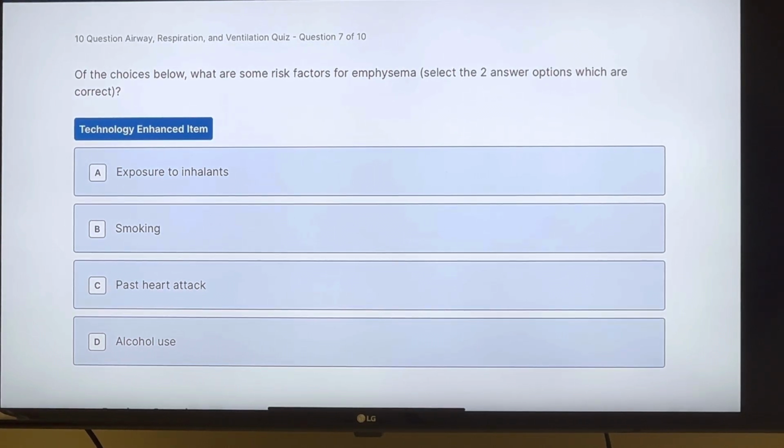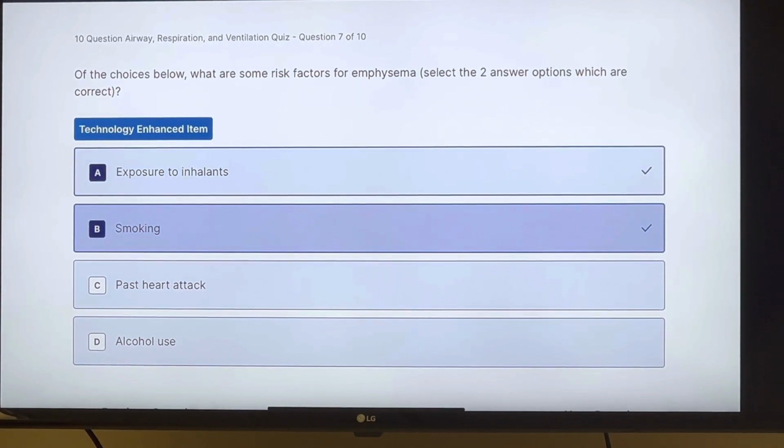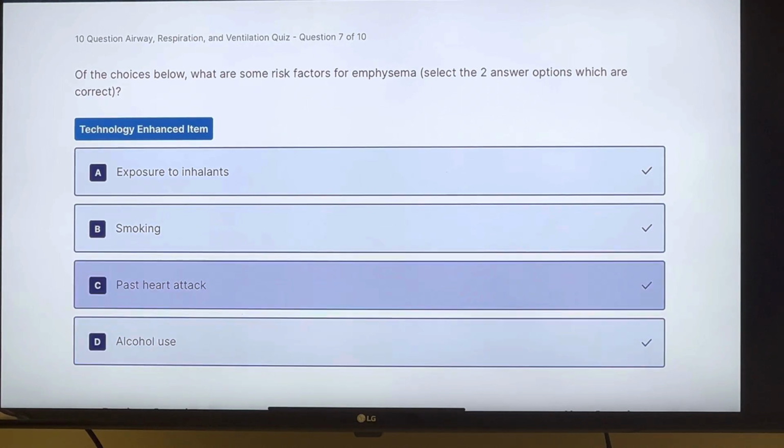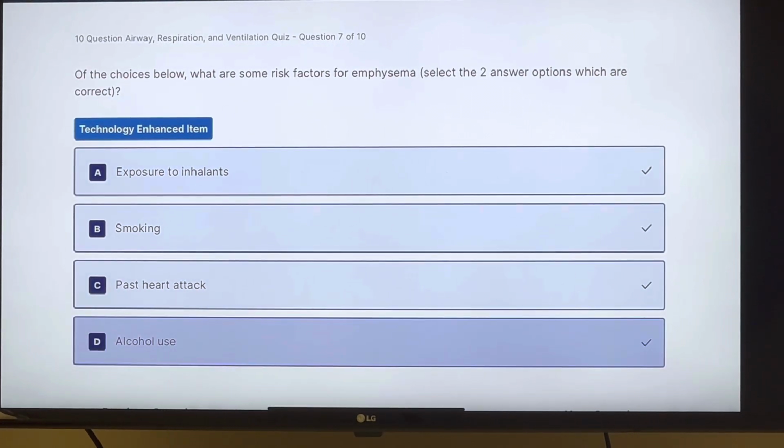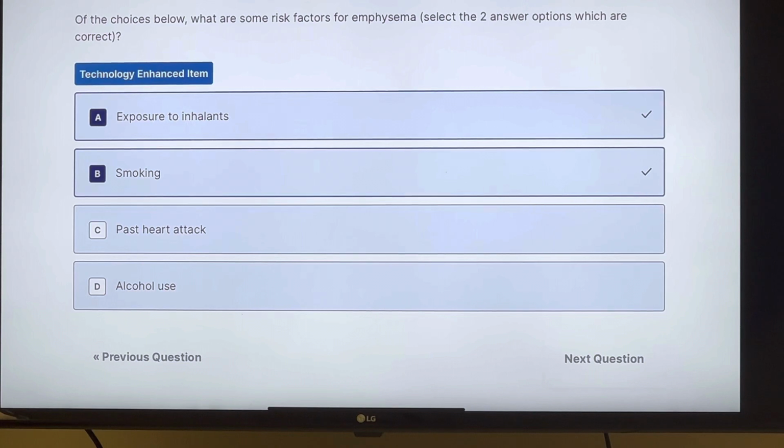Of the choices below, what are some of the risk factors for emphysema? Select 2. Exposure to inhalants, smoking. It says select 2. Which one are you rolling with? A and B. He says A, exposure to inhalants, and B, smoking. C says heart attacks, D says alcohol. You chose A and B.